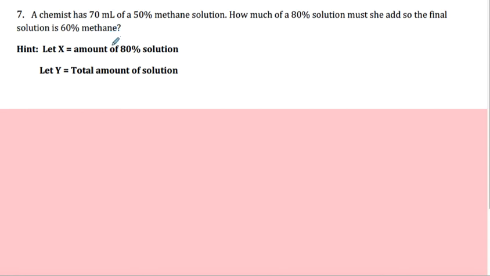Okay, so here was the hint. Let X equal the amount of the 80% solution and let Y equal the total amount of solution. Why is this one slightly different? Well, because I gave that we started with 70 mLs. So we have 70 mLs of the 50% solution, and we're going to add to it the 80% solution to get an unknown amount. We don't know how much X is, so therefore that's going to be Y.